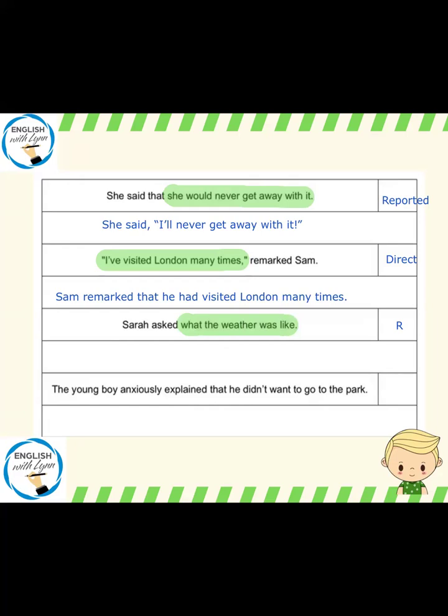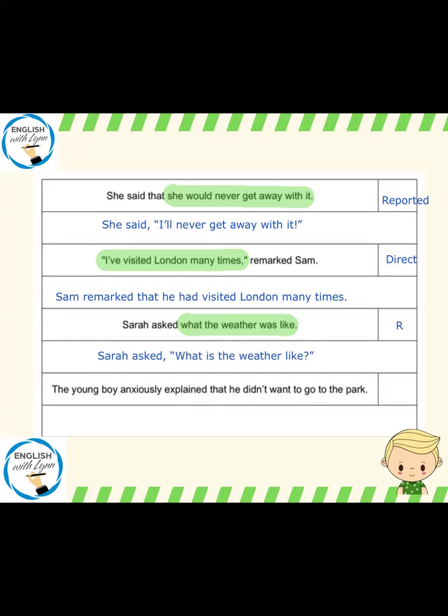So I'm going to change it to present tense and I'm going to have my reporting clause. Sarah asked, and then I'm going to have my comma and my inverted commas. And she's asking, what is the weather like? And then it needs a question mark. She's asking the question, and the inverted commas at the end. Okay, so that is the question there.